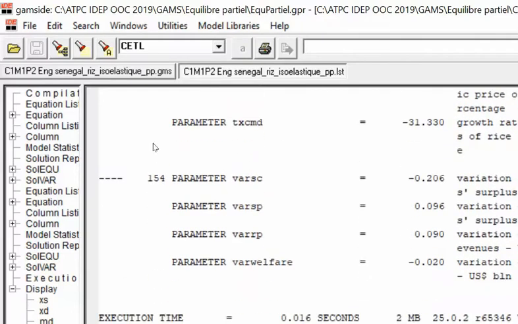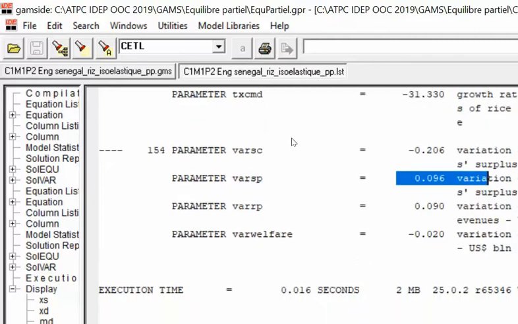You've got also variations of consumer surplus, which is negative because they consume less at a higher price, by $206 million. The producers' surplus is augmented by $96 million, and the public revenue is augmented by $90 million. It's normal because it's due to the imposition of the tariff. If you add the 3 elements, variations of consumer surplus, producer surplus, and public revenue, you conclude that the variation of welfare is negative. It is minus $20 million. So your recommendation is not to apply this policy.